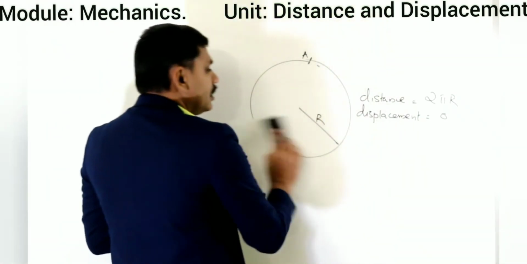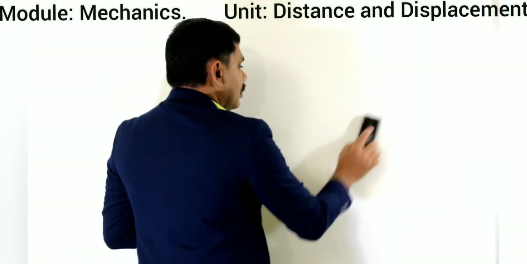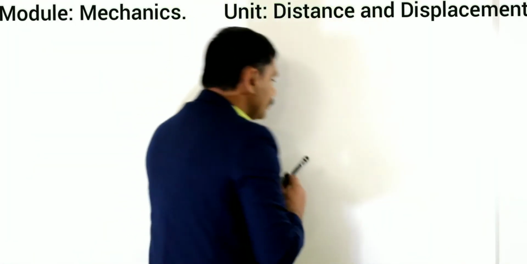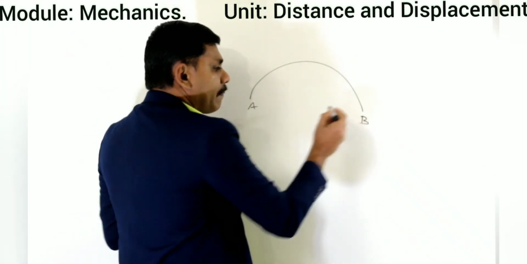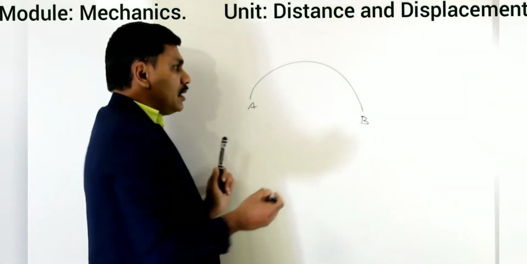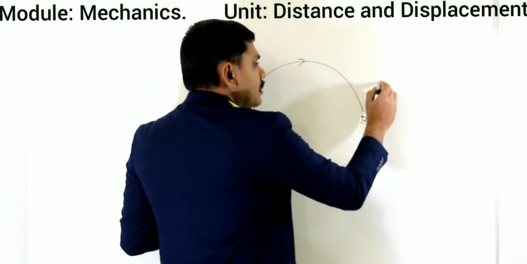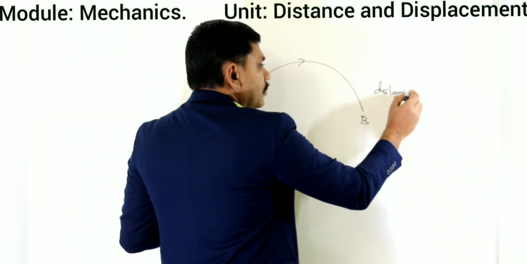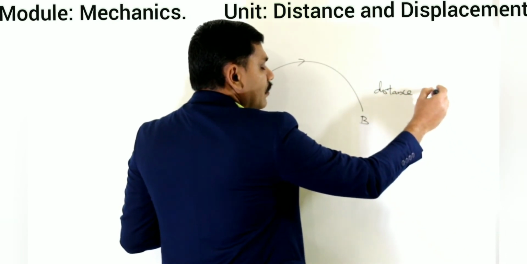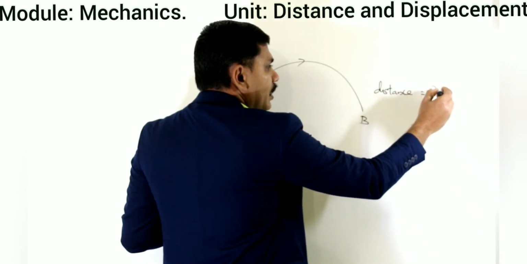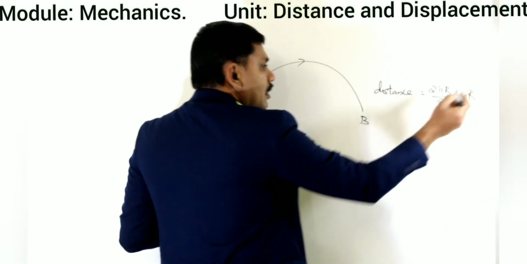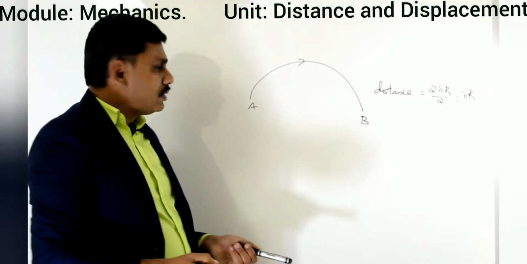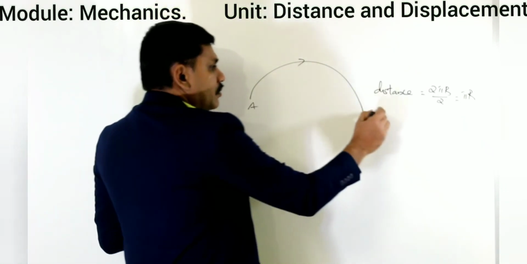Then if you consider a semicircle from A to B, what is the distance? Distance is half of the circumference of the circle, that is 2 pi r divided by 2, equal to pi r. That is the distance covered by the object. Then what is the displacement?